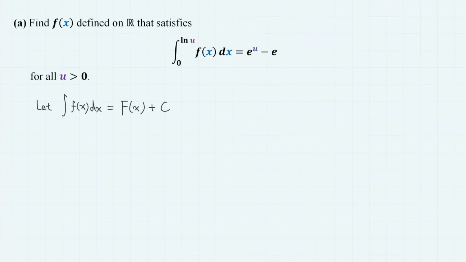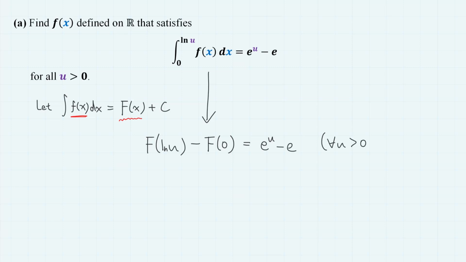In both problems, I am going to introduce the notation for the antiderivative of our unknown function f(x). So let capital F(x) be one of the antiderivatives of small f(x). Then, by the fundamental theorem of calculus, the left-hand side can be written as capital F of ln u minus capital F of 0. So this equals e to the power of u minus e for all positive numbers u.